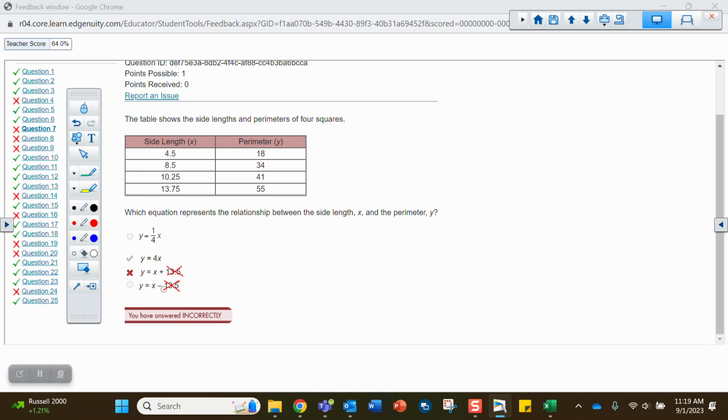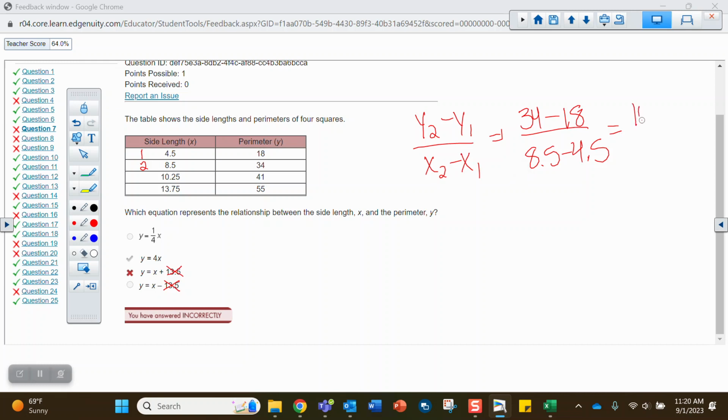So if we take y2 minus y1 over x2 minus x1, right? I'm going to pick this as my x1, y1, and that point will be my x2, y2. I'm going to do 34 minus 18 on top, and then 8.5 minus 4.5 on the bottom. And remember, you can use a calculator. 34 minus 18 is 16, and 8.5 minus 4.5 is 4. 16 over 4 is 4. So we get y equals 4x.